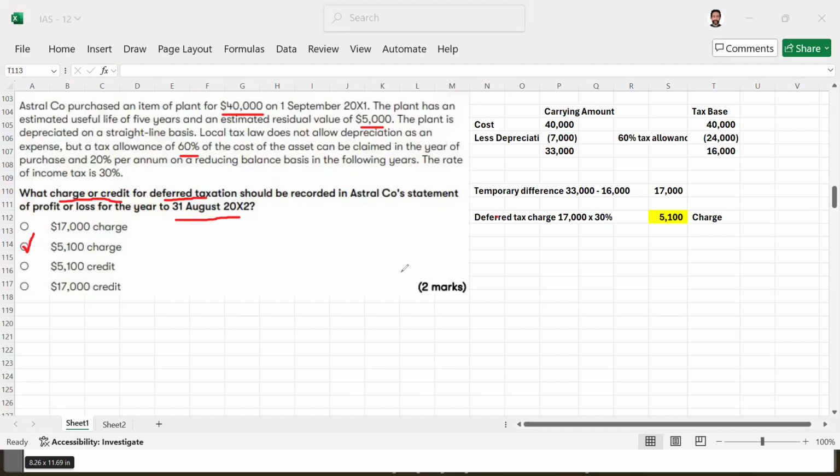Okay. Thank you. I hope this is clear. So let's move on to the next question, the next challenge that we have. Let me just clear the drawings here.